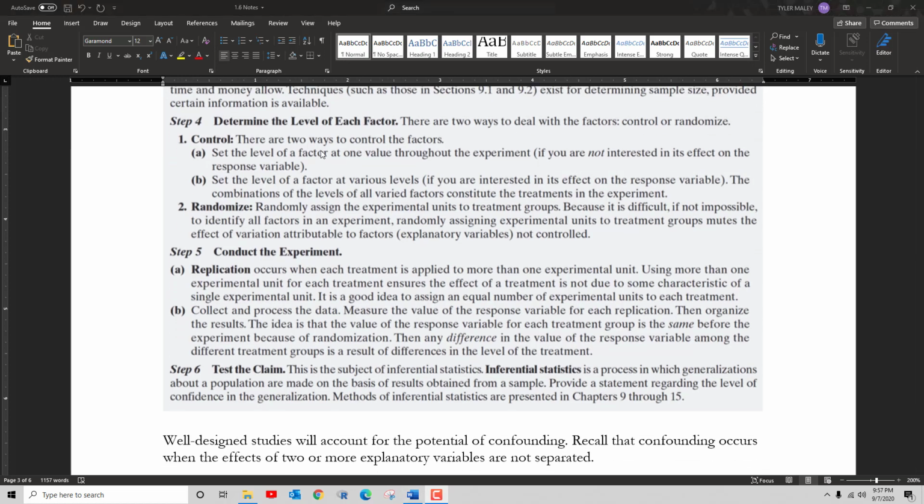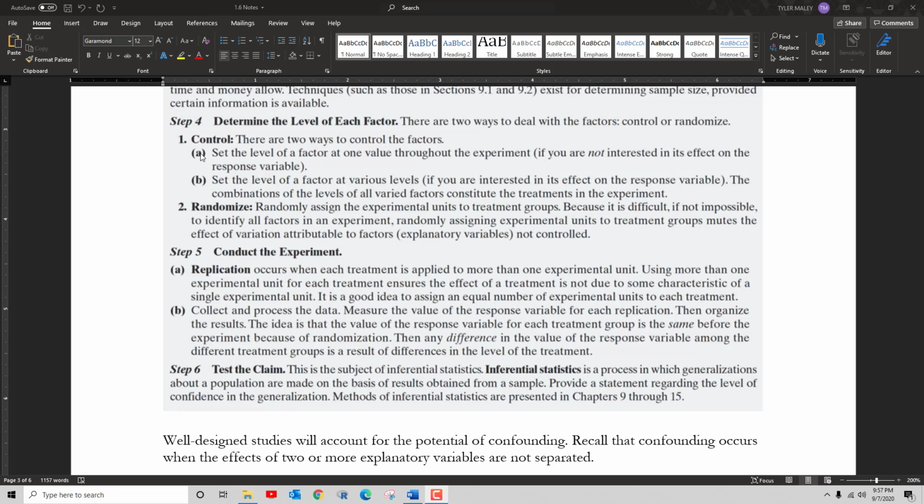Step 4 is to determine the level of each factor. So there's 2 ways that we can deal with the factors. We can control or we can randomize, right? There's 2 ways to control. One is we can set the level of factor at one value throughout the experiment, and that would be if we're not interested in the effect that that's going to have on the response variable, right? The other possibility is you can set the level of a factor at various levels if you're interested in its effect on the response variable. The combinations of the levels of all varied factors constitute the treatments in the experiment, right?